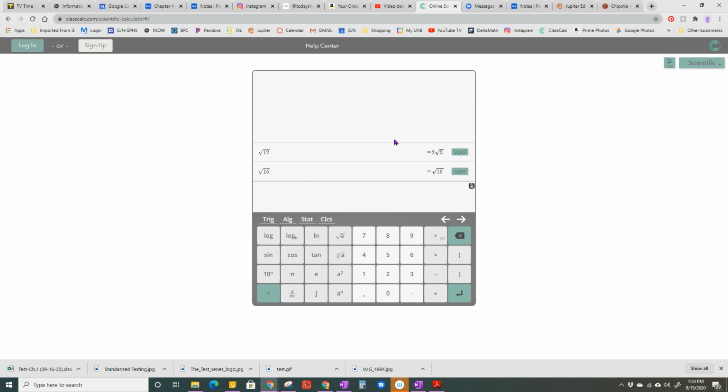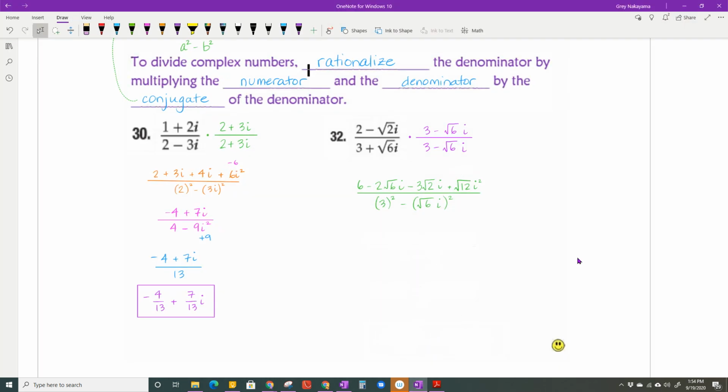Great tool to have on your phone to simplify radicals if you ever need that. So that means the square root of 12 is going to become 2 square roots of 3. I squared is going to make it minus 2 square roots of 3. On my bottom, I'm going to have 9 minus 6i squared. I hope y'all didn't forget when you square a radical, it goes away. So that just becomes 6.